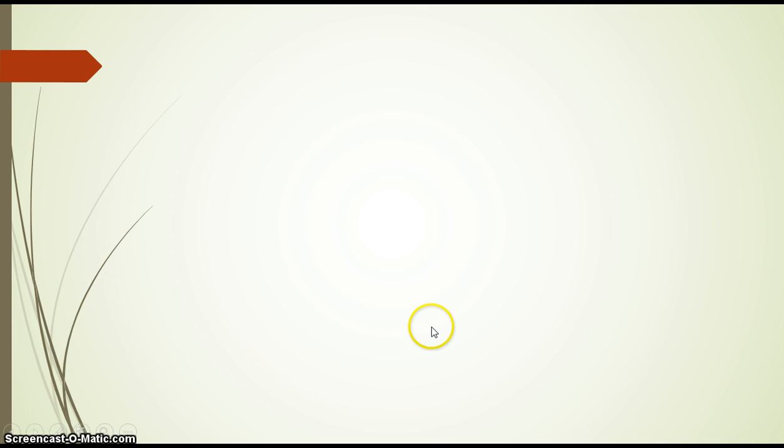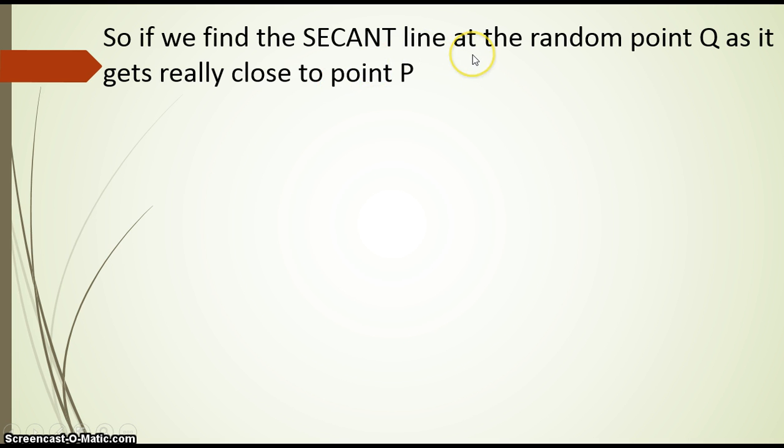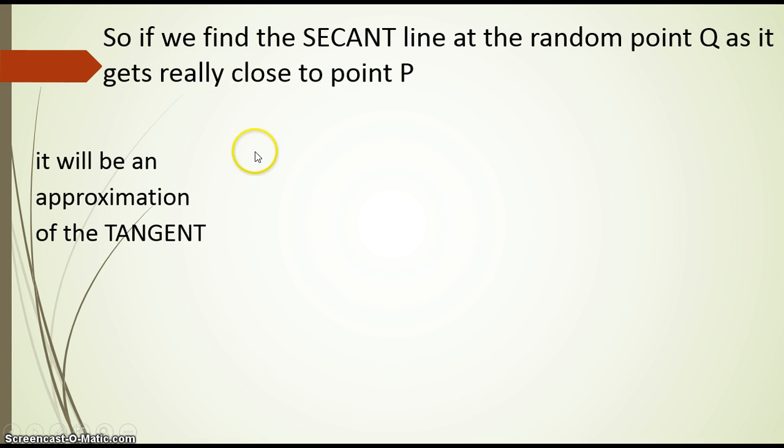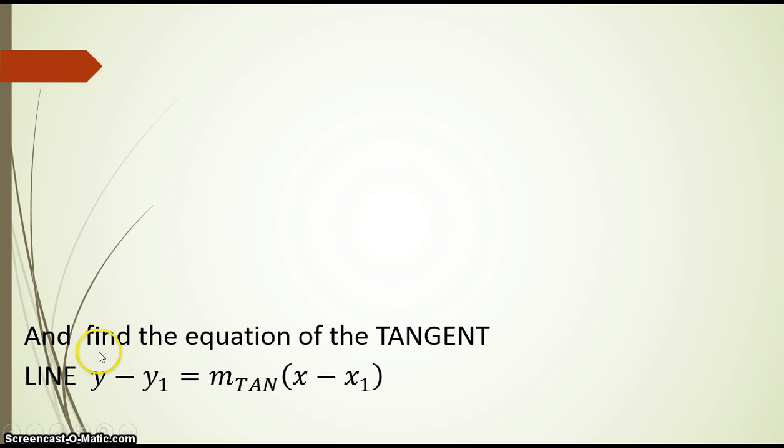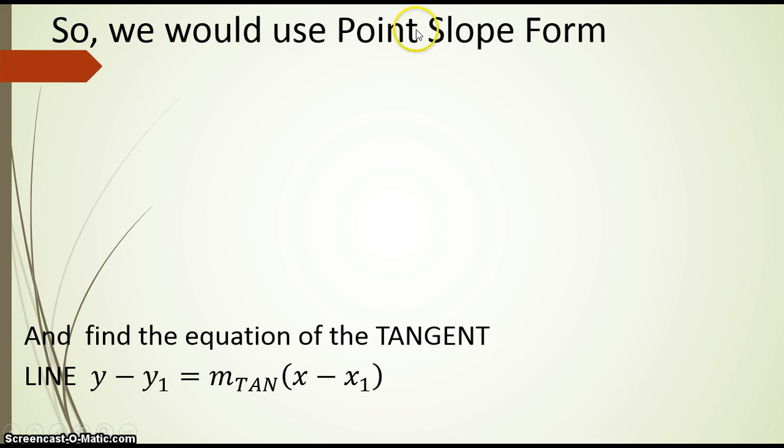So here's why that is so helpful. Since we can find the secant line, and we know how to do that, at the random point Q, as it gets really, really close to P, it will be an approximation of the tangent line. So currently we're trying to find an approximation of what we think the tangent line would be. So that's what we know so far. And we've got to find the equation of a tangent line. We're going to use our point-slope formula. That's y minus y1 equals the slope of the tangent line times x minus x1. So we use the point-slope form. We have it right here.